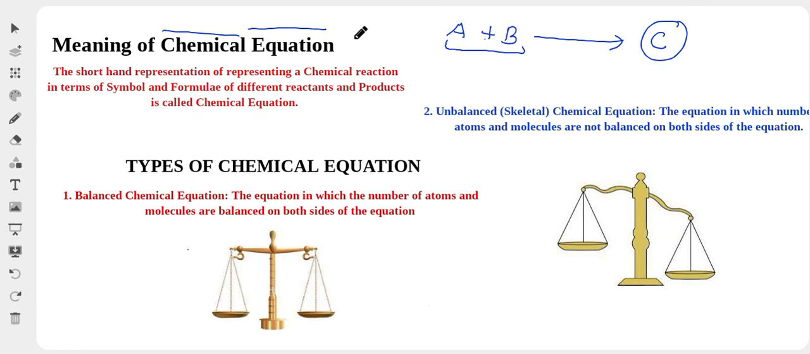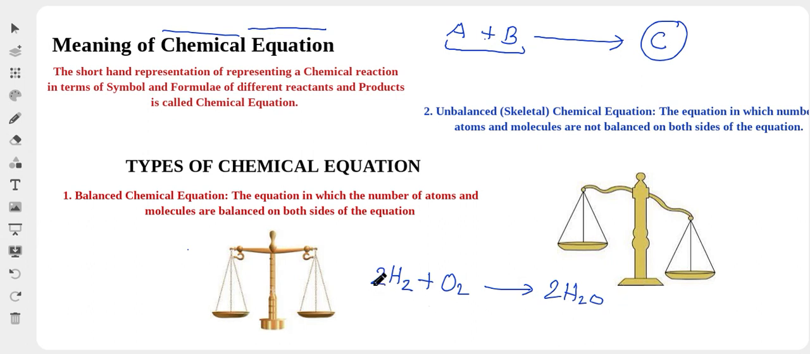Now let's discuss chemical equation. A chemical equation is the shorthand representation of a chemical reaction in terms of symbols and formulae of different reactants and products. For example, we know very well a famous equation: 2 moles of hydrogen plus 1 mole of oxygen gives rise to 2 moles of water. We have this equation with us. Now let us discuss this equation in a detailed way.